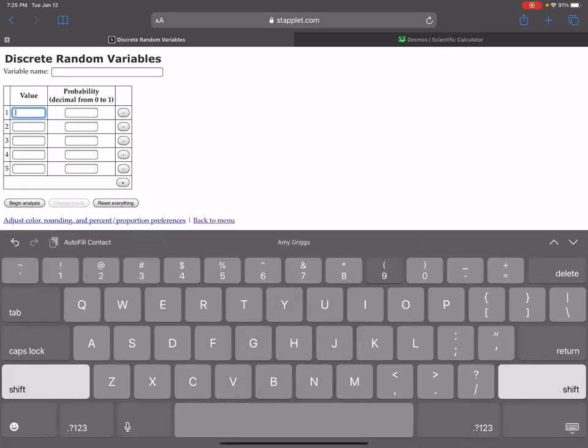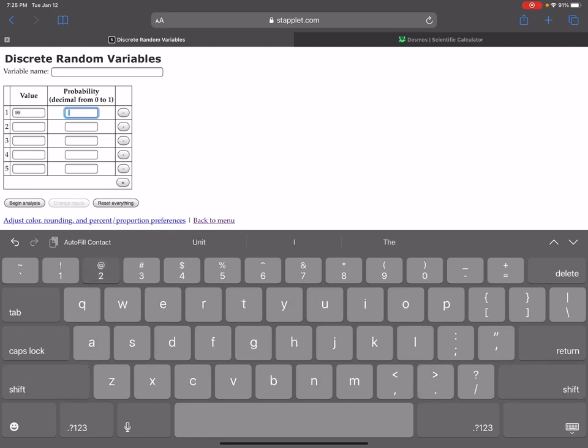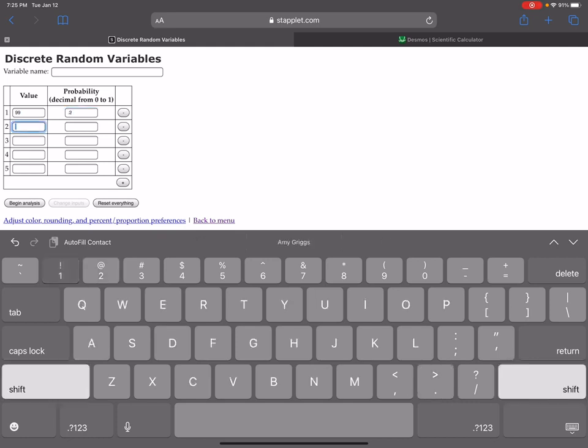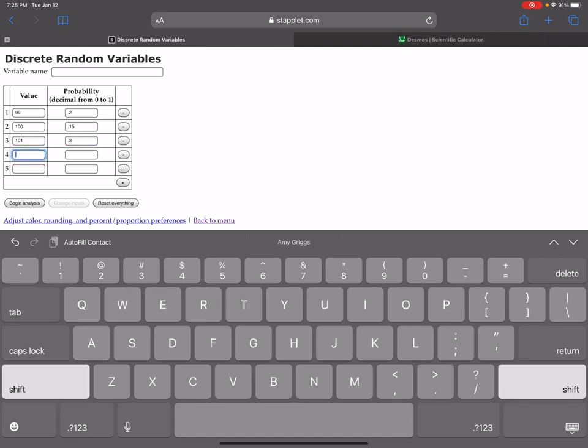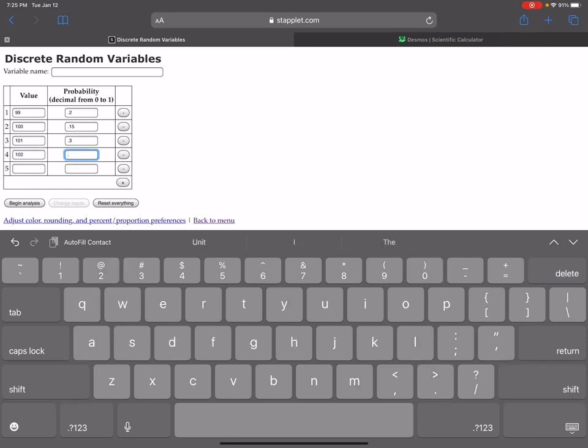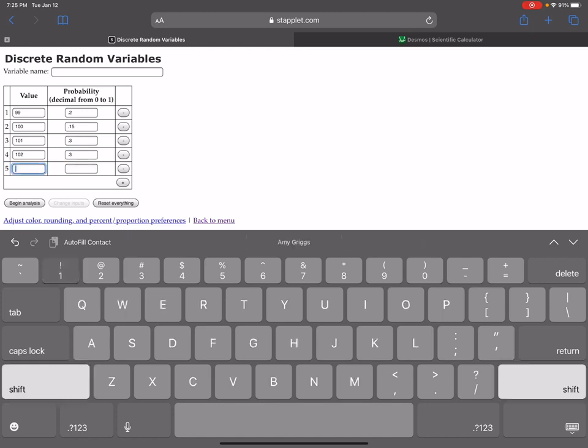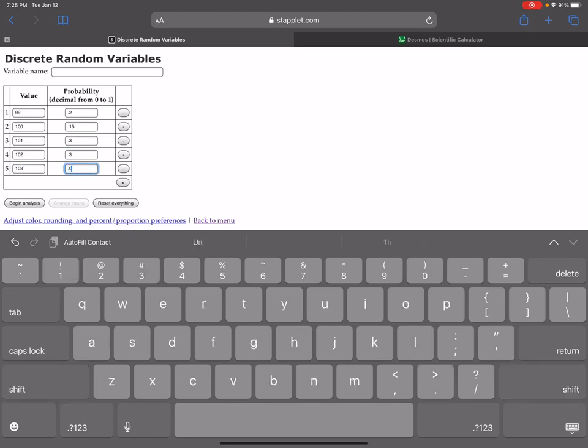I've got 99 degrees Fahrenheit, and the probability is 0.2. And then I've got 100 with its probability of 0.15, 101, the probability of 0.3, 102, probability of 0.3 as well, and then of course 103, and we've got a probability of 0.05.